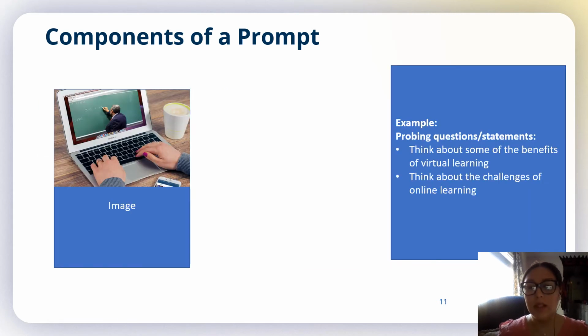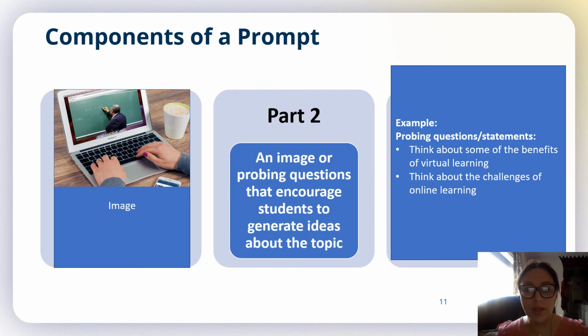An example would be something, again, going back to the online education prompt. You can give them an image or some images that show pro online education, some images showing people against, and you could also include things like think about some of the benefits of virtual learning, think about the challenges. So in a way, you're giving them ideas, you're also helping them organize their response.